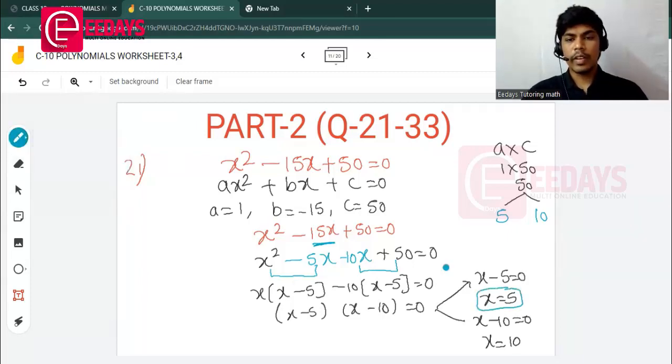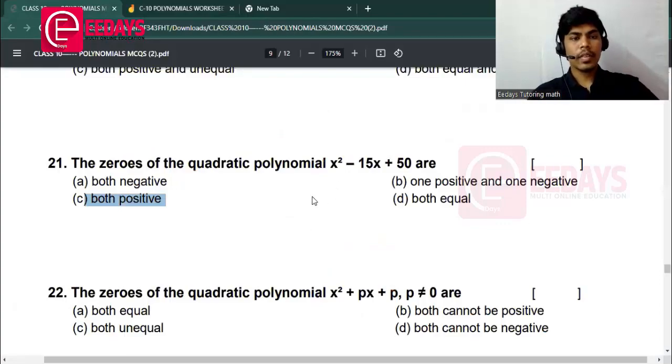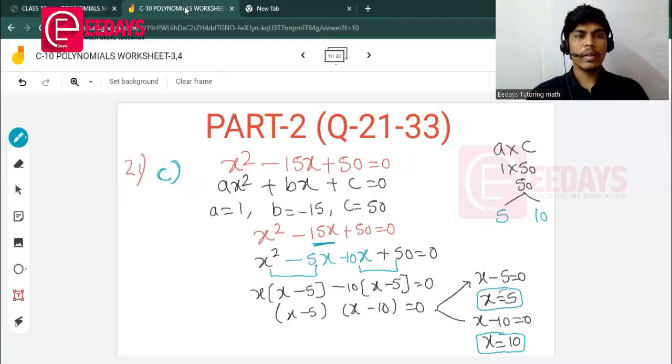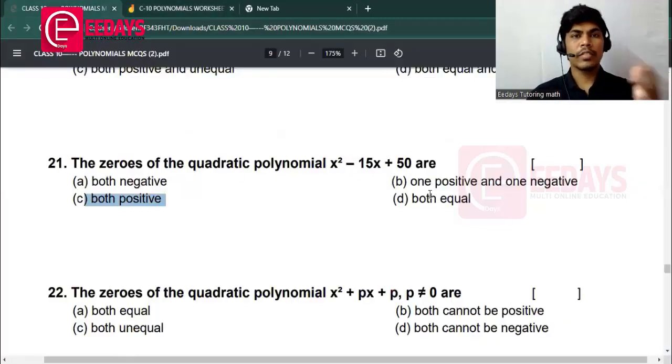x is equal to 5 and x is equal to 10 we get. Observe here, both are positive numbers, plus 5 and plus 10. So both are positive. Option C is the correct answer. Sometimes they give both negative. If you are getting minus 5 and minus 10, then you can opt for option A. If you are getting minus 5 and plus 10, then one is positive and one is negative. If you are getting both as 5, then both are equal. So see the options, don't get confused.